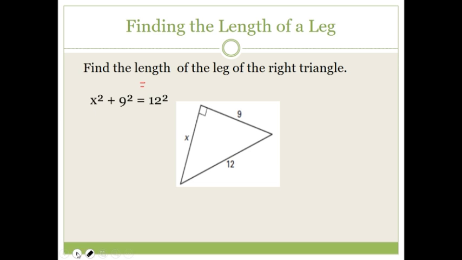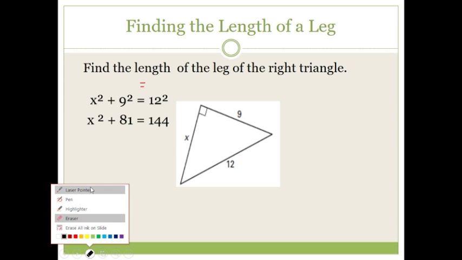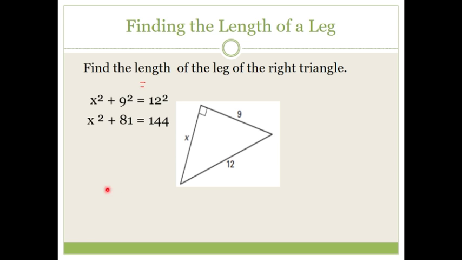In this case I'm going to simplify the squares. So 9 squared is 81 and 12 to the second power is 144. Then after that I need to get the x term all by itself. So right now the x is with this positive 81 on the left hand side of this equation. So I need to undo addition with subtraction. So I subtract 81 from both sides.